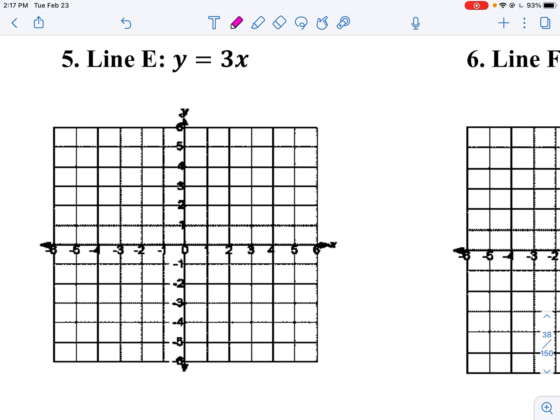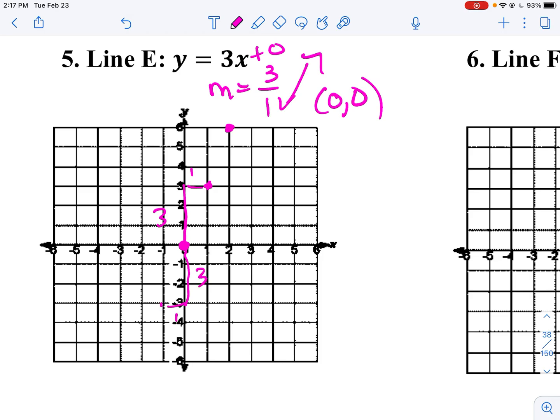Okay. Now here the slope is 3. Remember, 3 over 1 is going uphill, but there's nothing added to it. So that means that my y-intercept is the point 0, 0. It is proportional. So I'm going to go up 3 and over 1. I went up 3. Look at that. I'm going to go down 3 and over 1. I know it's a horrible line, but at least it straightens out here.